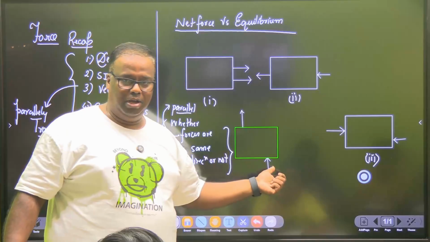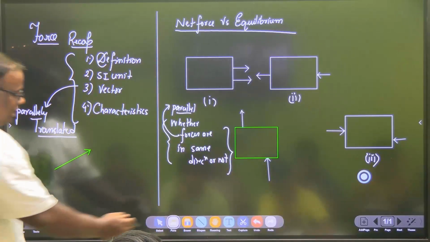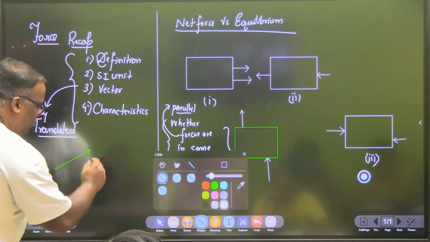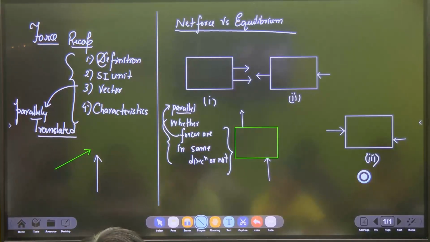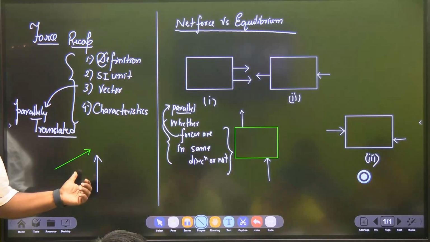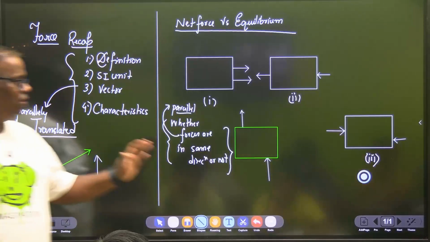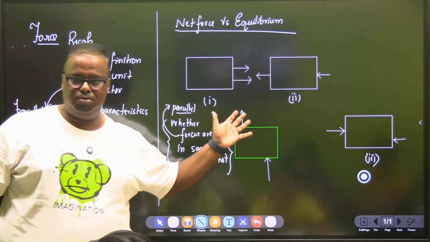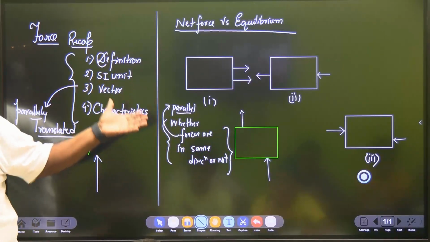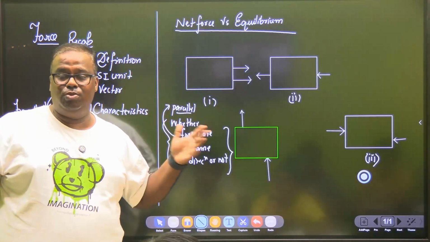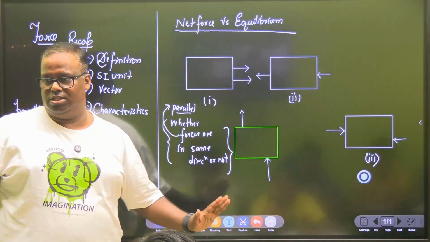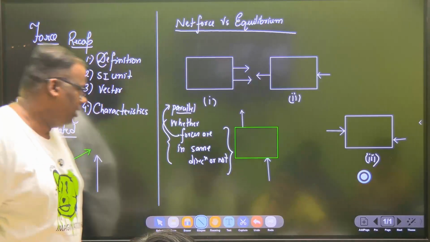This is also parallel. What you will not get in grade 8 is something like this. Grade 8 में आपको ऐसे नहीं मिलेंगे. Are these two forces parallel? No. This you will understand in grade 11. ऐसा नहीं आएगा. So by now we know that if a parallel or anti-parallel system of forces is given, am I in a position to identify whether they are in same direction or not? Ask yourself. ठीक है? Okay.